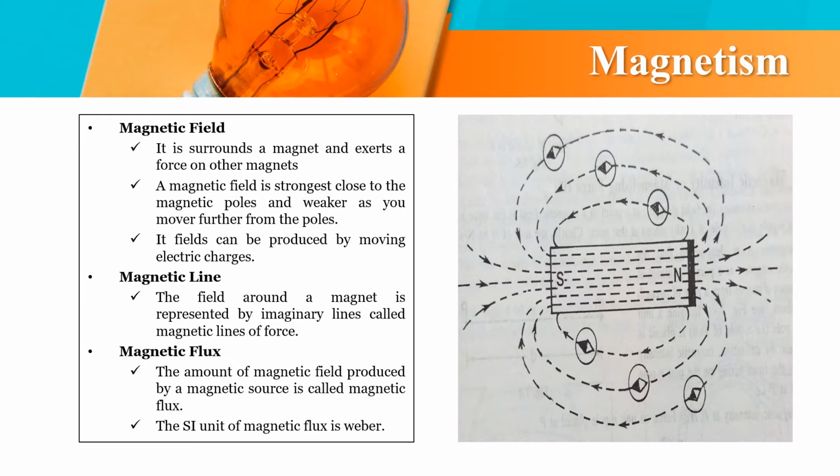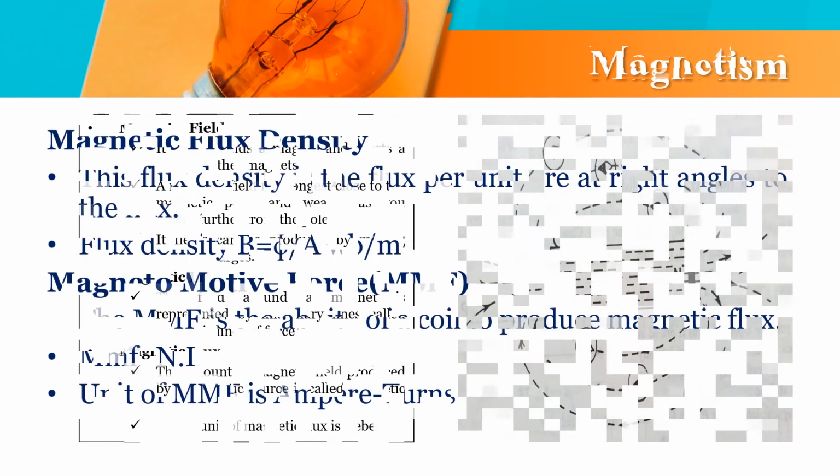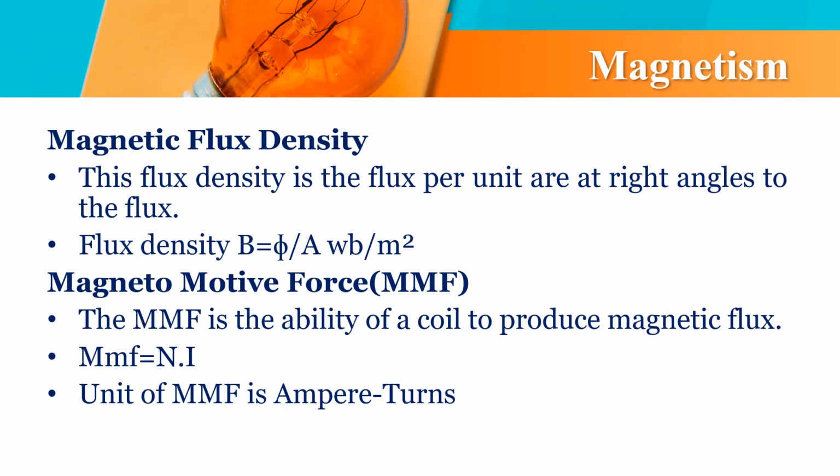Magnetic flux. The amount of magnetic field produced by a magnetic source is called magnetic flux. The SI unit of magnetic flux is the Weber. The magnetic flux density is the flux per unit area at right angles to the flux. Flux density B equals Weber per meter square.